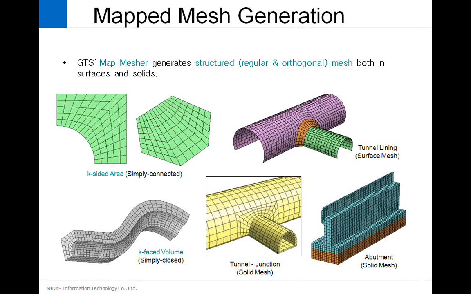Map meshing becomes very important in case of tunnel lining, or you can use map mesher to protrude a 3D meshing from a 2D map meshed cross section to generate 8-nodal hexahedrons.